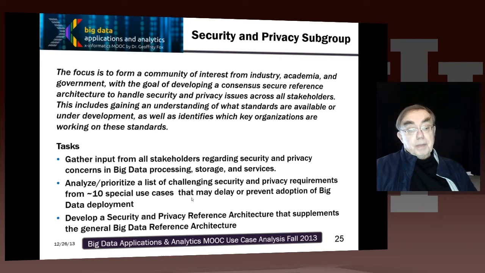And then we want to develop a security and privacy architecture to describe how these various concerns can be or should be implemented and overlaid onto the reference architecture for the whole big data processing.